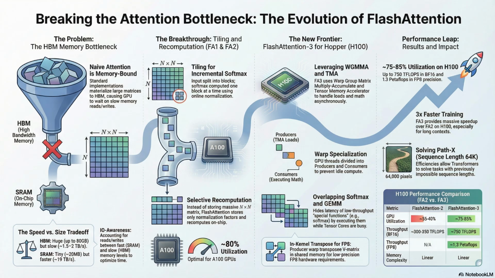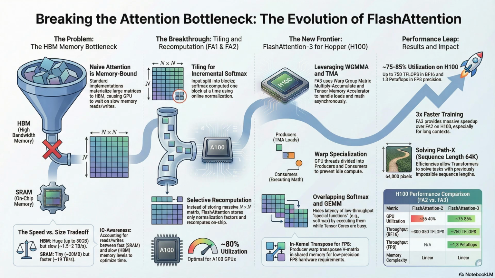You do more FLOPs, more math, and you get a 3x speedup. And crucially, your memory scales linearly, not quadratically. That's what unlocked the giant context windows we have today. So Flash Attention becomes the industry standard. It's everywhere. But then hardware moves on.